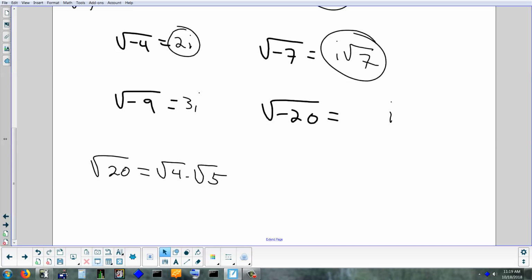And the reason I said it has to be a perfect square is because now you can simplify. What's the square root of 4? 2. So if the problem was the square root of 20, it would be 2 square root of 5. The answer here is going to be 2i square root of 5. Okay, so square roots work exactly the same. Just make sure you put an i on the outside. Question on square roots?